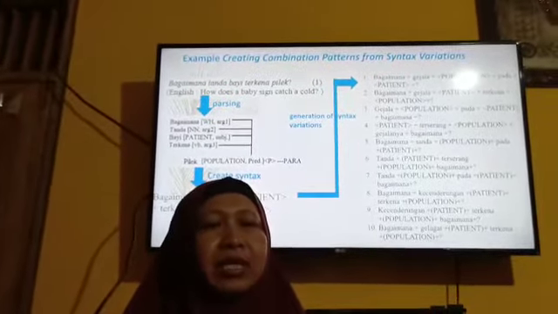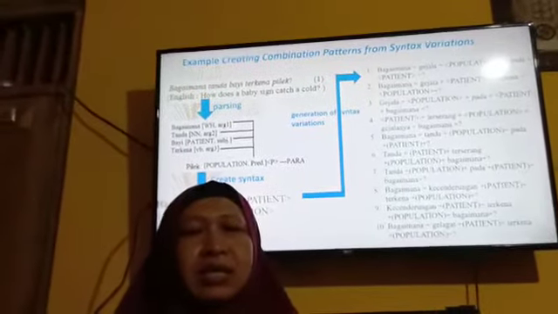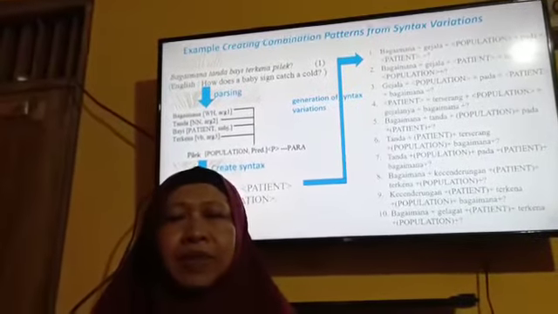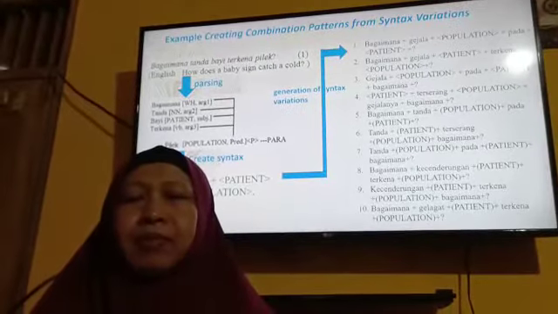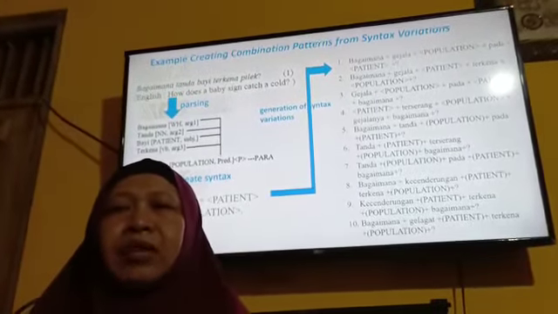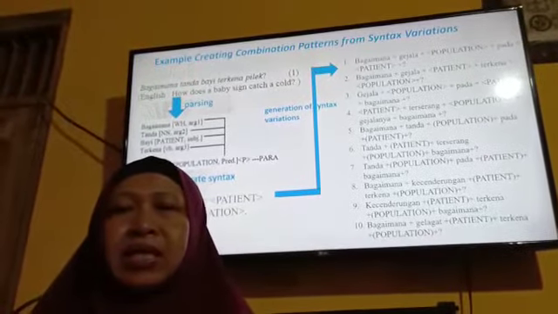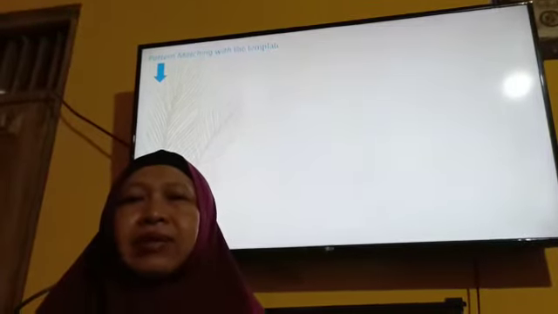I have 10 patterns for the sample "bagaimana tanda bayi terkena pilek." You can see the patterns in many pico frames, and then we can combine from the syntax variation in the Indonesian language. And then pattern matching with the template.